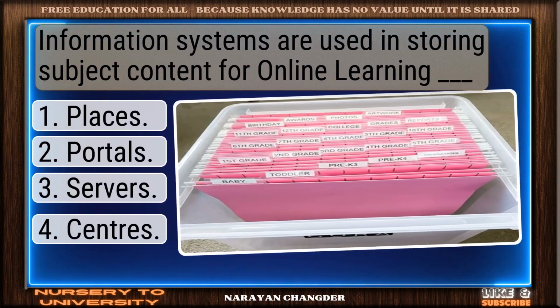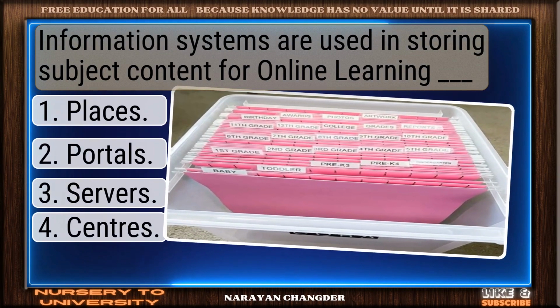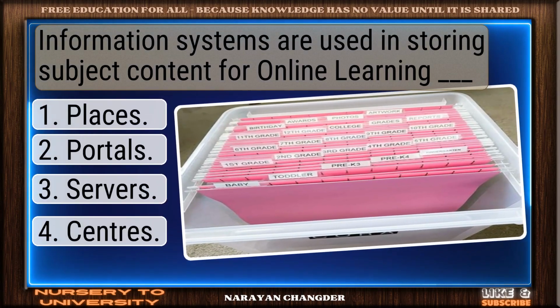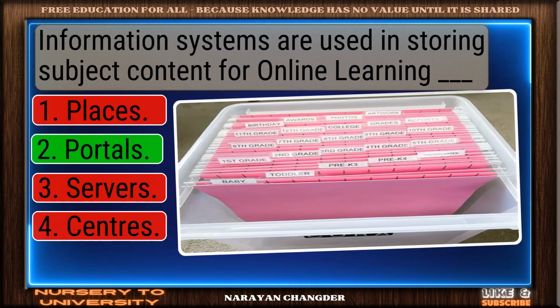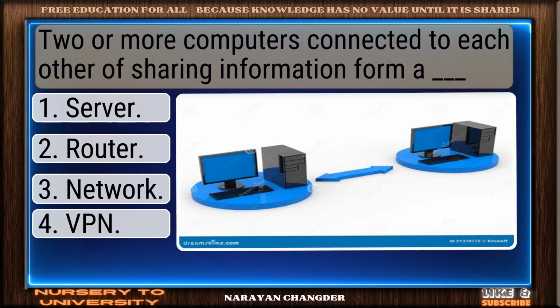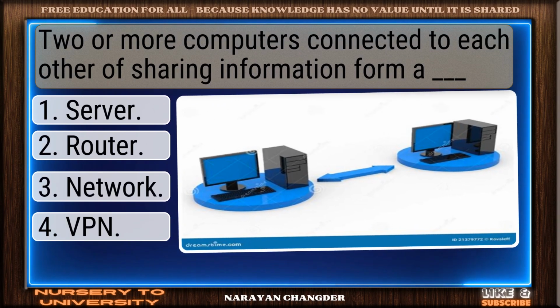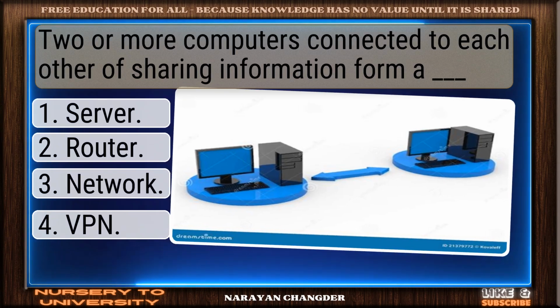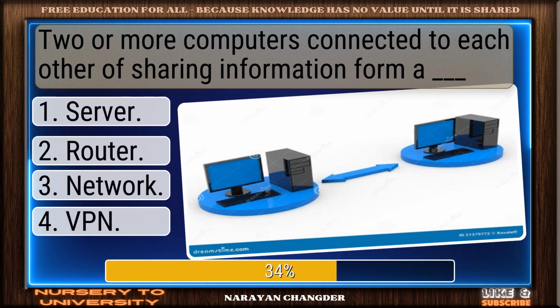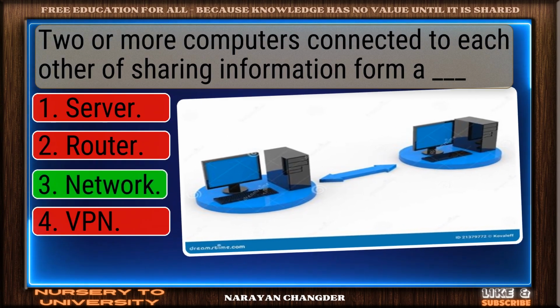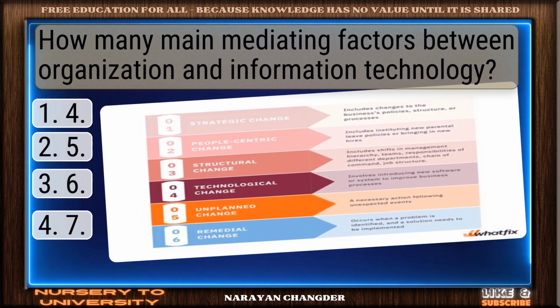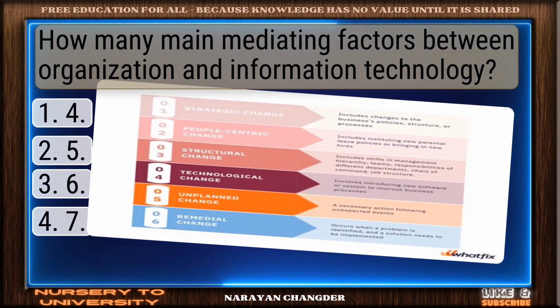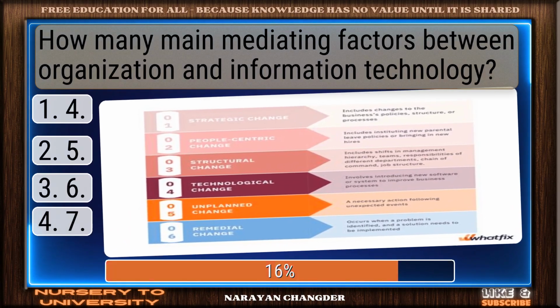Information systems are used in storing subject content for online learning. ... Exactly. Portals make sense. Two or more computers connected to each other for sharing information form a... Smart pick. Network is correct. How many main mediating factors between organization and information technology?